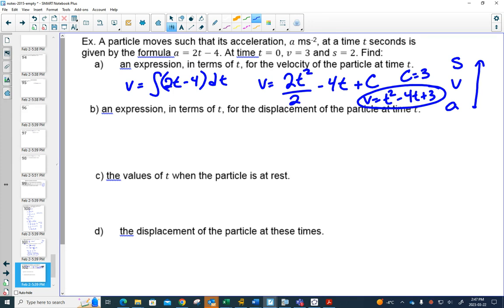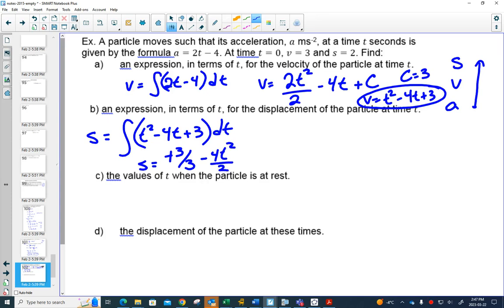Displacement would, of course, be the integral of velocity. So our displacement will be t cubed over 3 minus 4t squared over 2 plus 3t. Now, in an IB exam, I think they would be a little bit lenient here if you decided to use C again, because it's in a part B, right? It's not in the same question. Although, since it's all part of the same thing, I kind of like to still use a different letter.